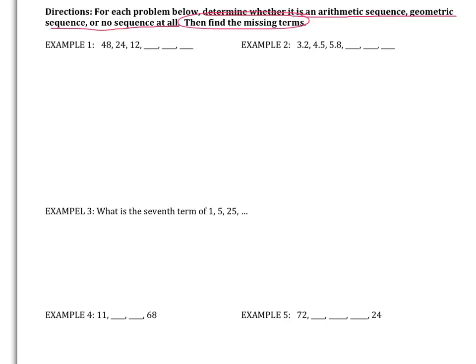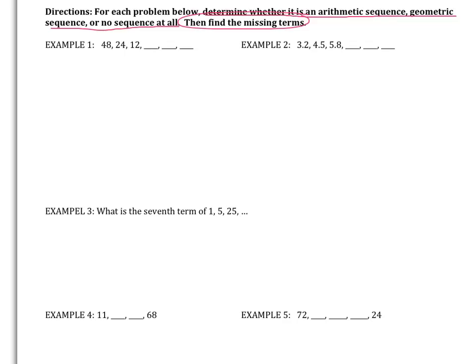Our second term was 24. Our first term was 48. And that gives us 1/2. Our third term was 12. Our second term was 24, and that gives us 1/2. Now these match, 1/2 and 1/2. That must mean that our sequence is geometric.